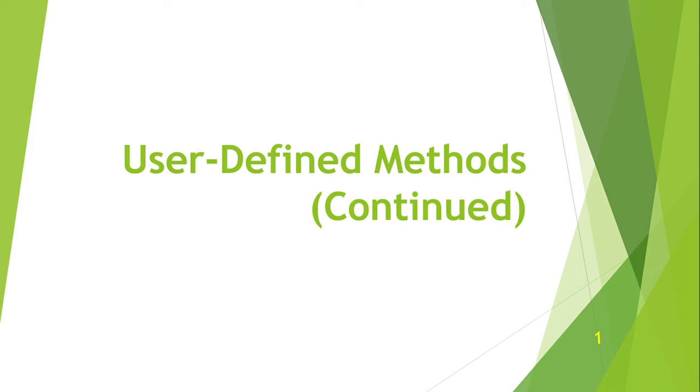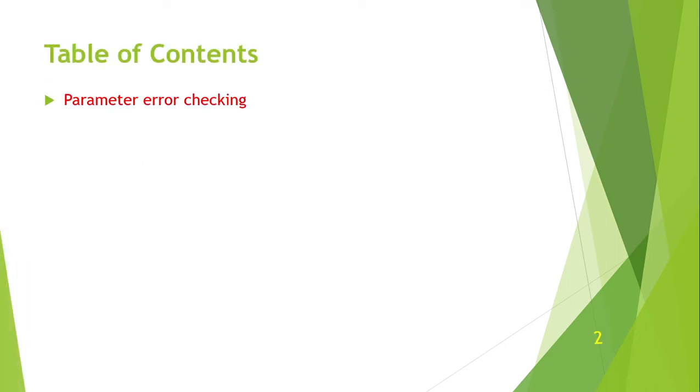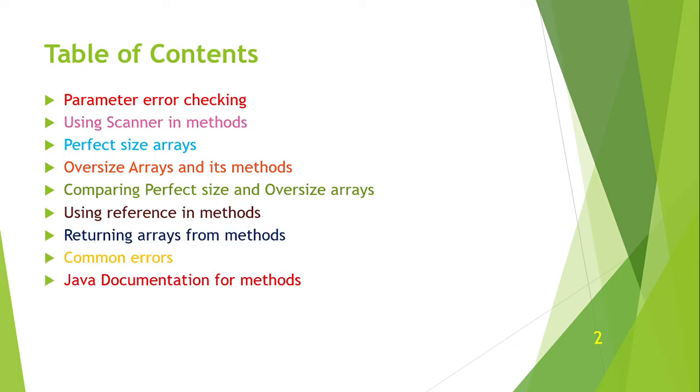Hello everyone. This presentation is the continuation part of the user-defined methods topic. Here we are going to discuss parameter error checking, using scanner in methods, perfect size arrays, oversized arrays and its methods, and the comparison between perfect size and oversized arrays, using reference in methods, returning arrays from methods, the common errors we encounter, the Java documentation for the methods, and a few examples.